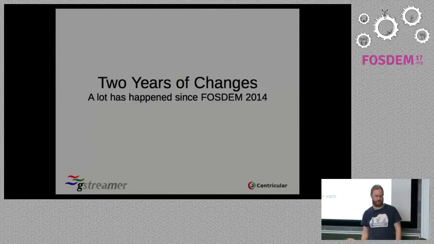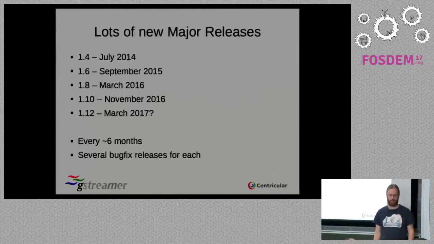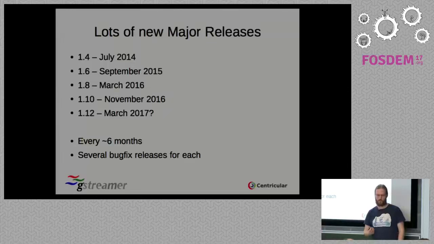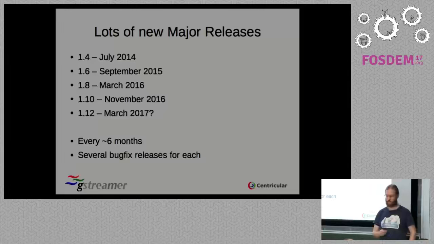So let's go to the changes. Last time we were here was 2014, and since then there were lots of new major releases. There was 1.4, 1.6, 1.8, 1.10, and the 1.12 release very soon. What we're trying to do is a new major release every 6 months, with lots of new features and lots of improvements. We're not very good at keeping that 6-month cycle, as you can see, but somewhat. On the next slides, I will just give some highlights of the most interesting and important things that happened in those releases.